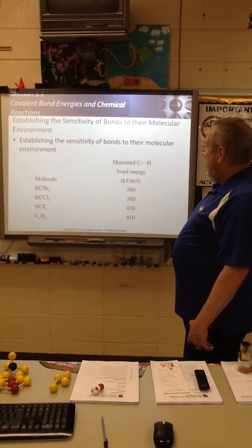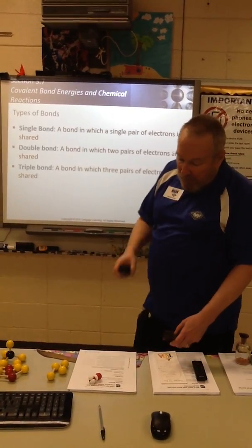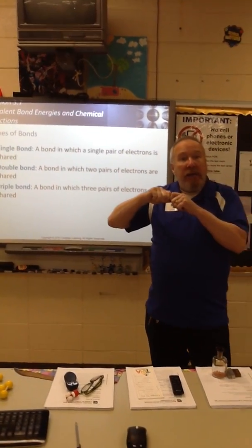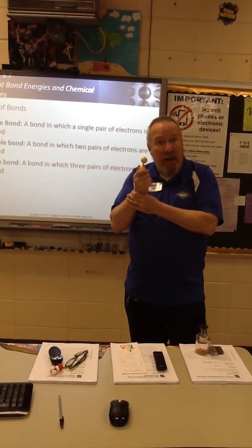So, I talked about models. I want to talk about bond length and bond energy. And so, we have three types of bonds in the world. Single bonds. Here's hydrogen. Two hydrogen atoms come together, form H2. Why? Each hydrogen has one electron. They want to have two like helium, like the noble gas.